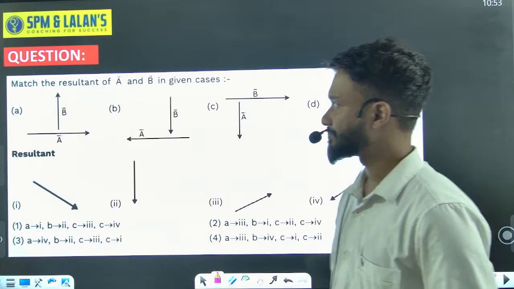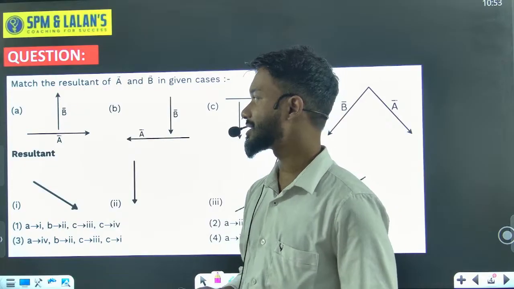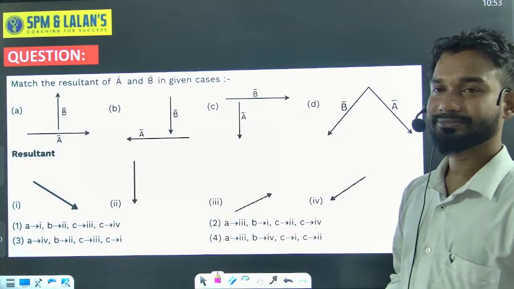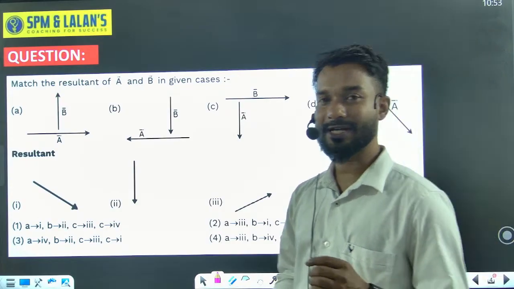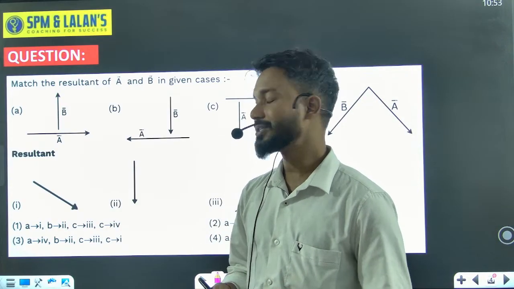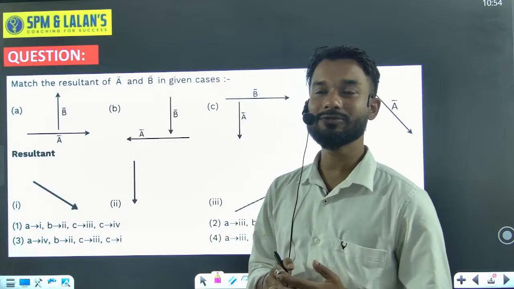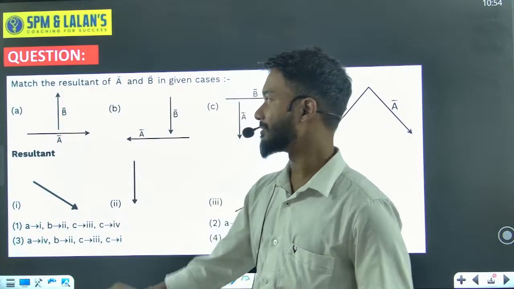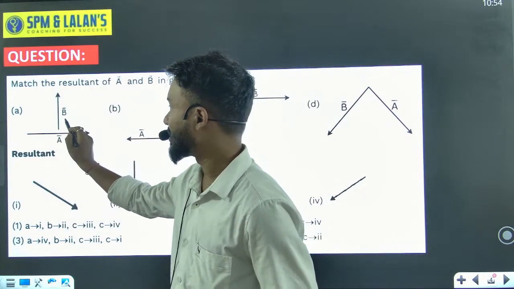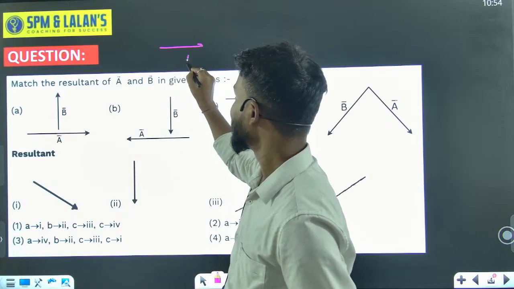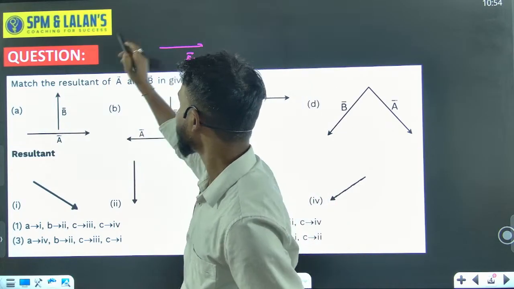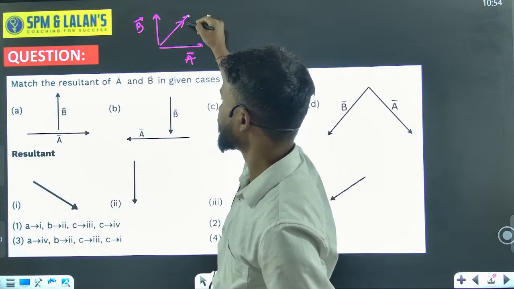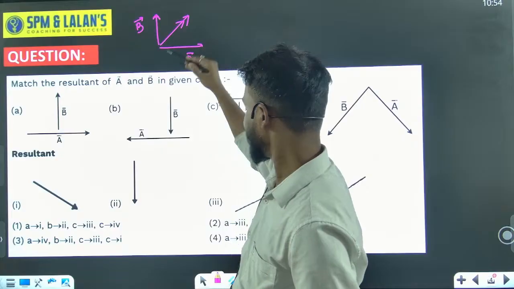Next question. This type of question was asked in NEET as well. You see, match the resultant of A vector and B vector. The resultant vector always lies between the two vectors. For that we can use the triangle rule or the parallelogram rule. But before that, we should connect tail to tail. So this A vector and this B vector, I'm shifting parallel to itself. Then this will become the B vector. The resultant will be somewhere between them, somewhere on this side.